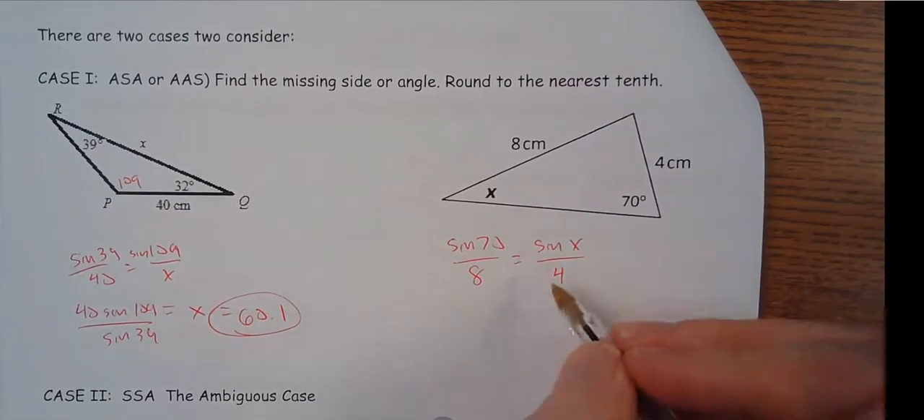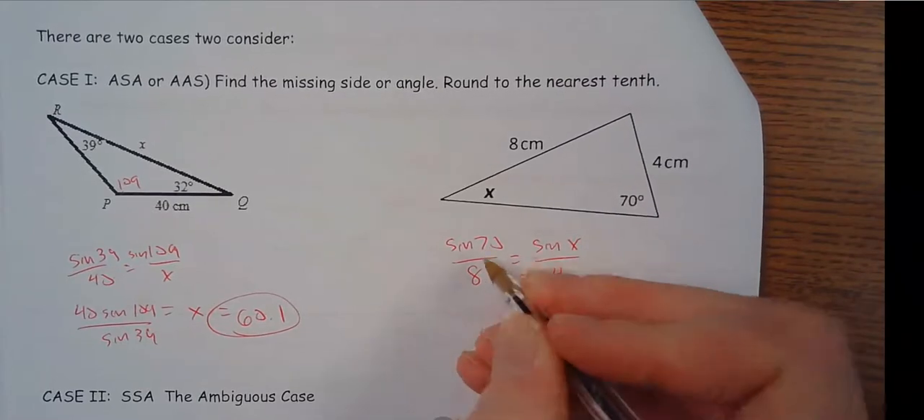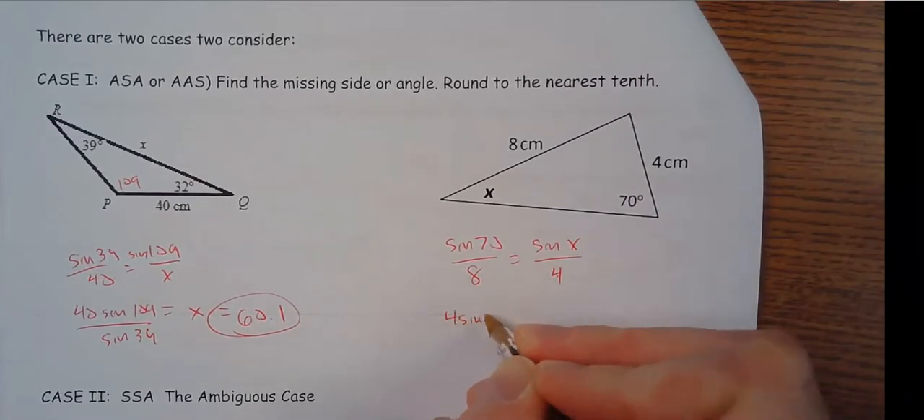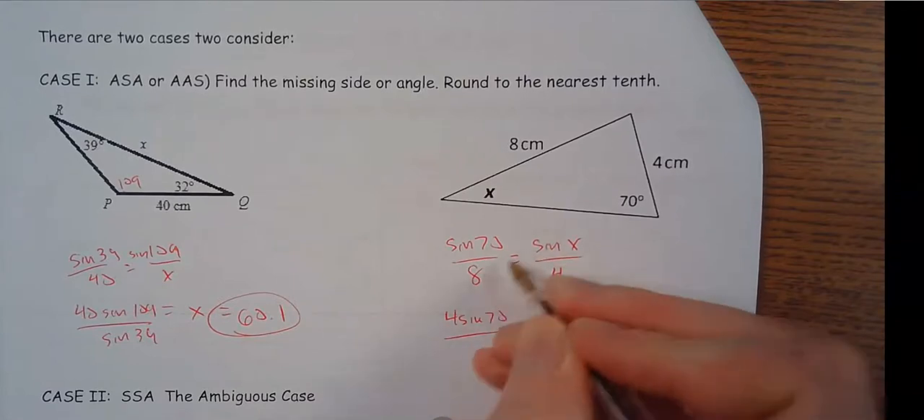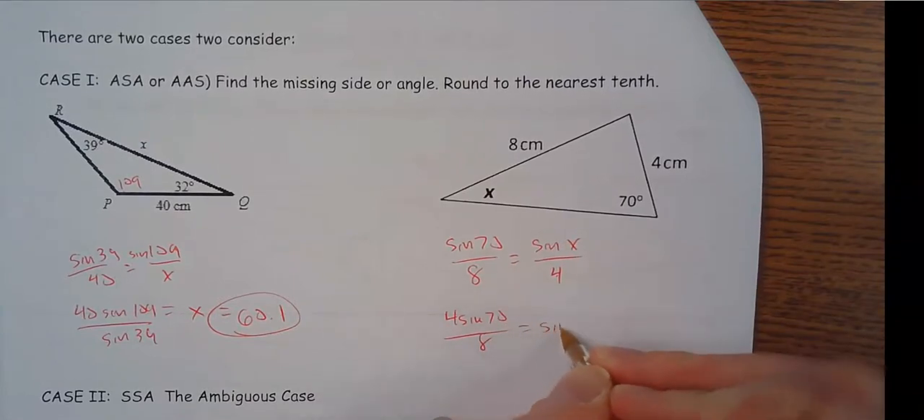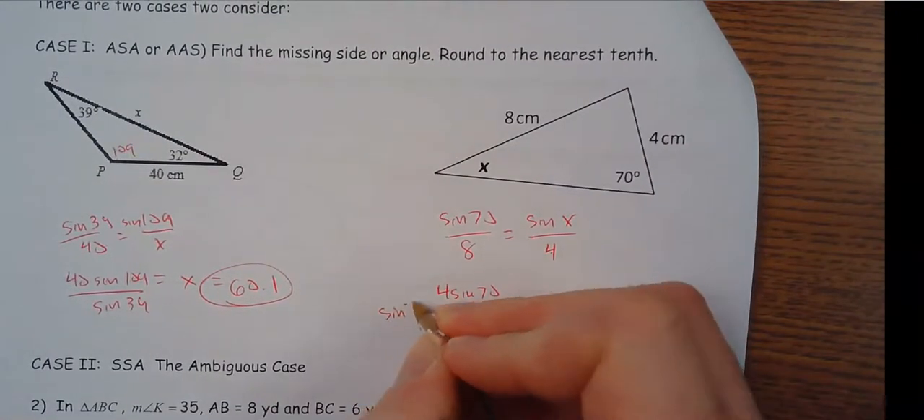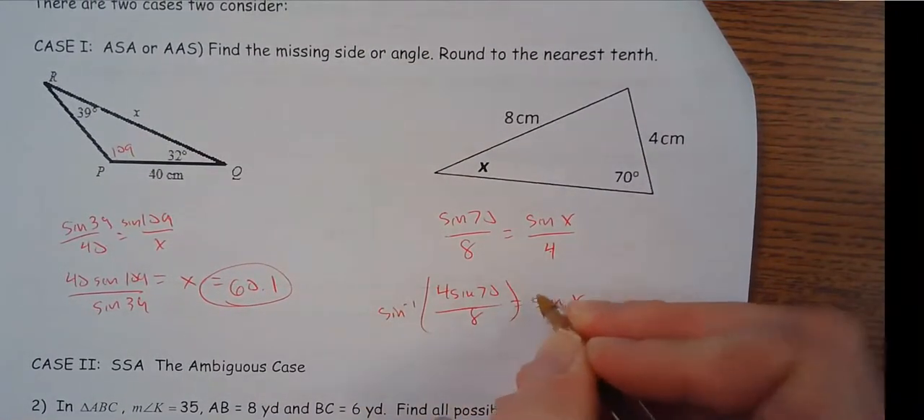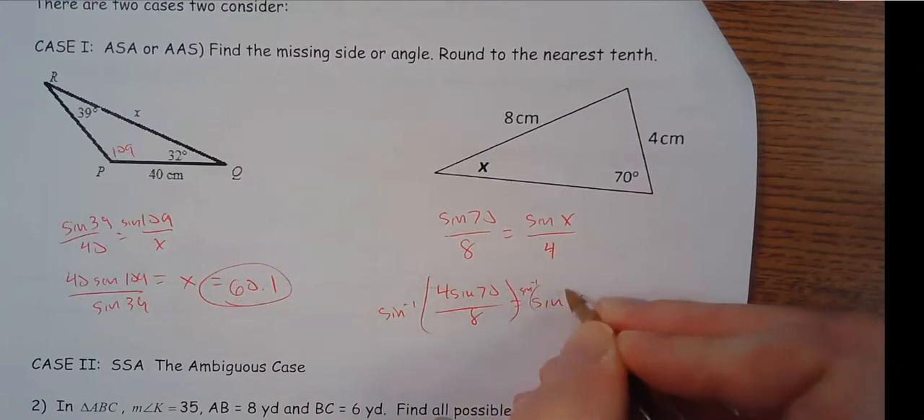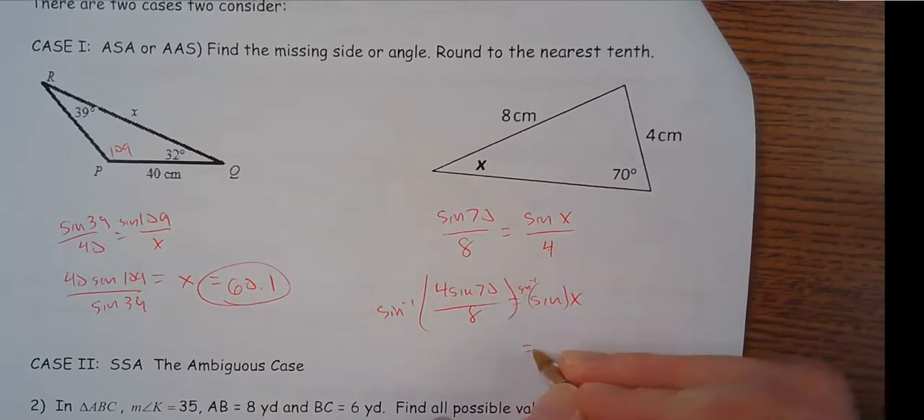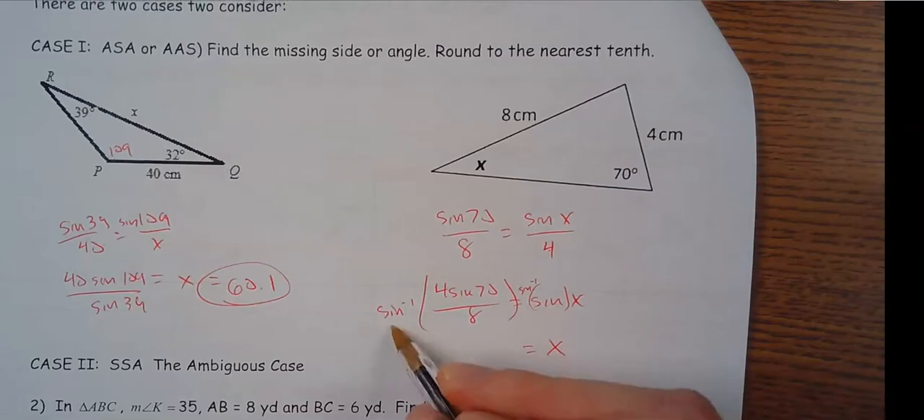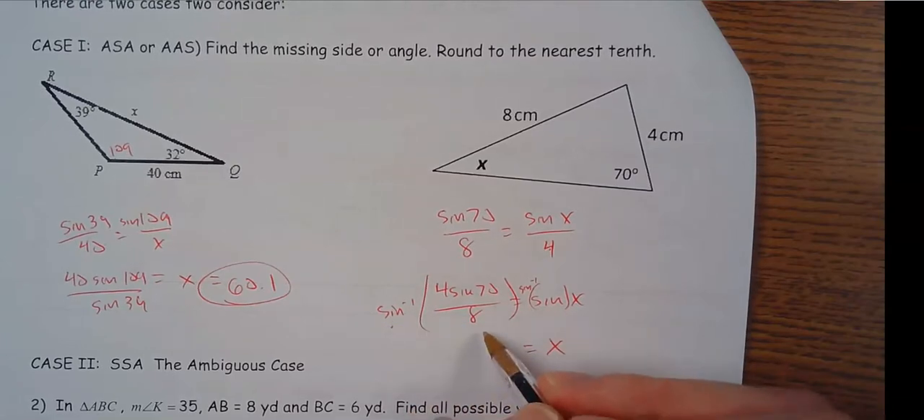And what happens here when I cross multiply and divide, I'll take 4 times sine 70, and that equals 8 sine of x. When I divide by 8, that equals sine x. Not x, but sine x. So at some point I'm going to have to do inverse sine of all of this. I'll say inverse sine of all of this, so that's going to just equal x. So if I do inverse sine of this ratio, I got my answer.